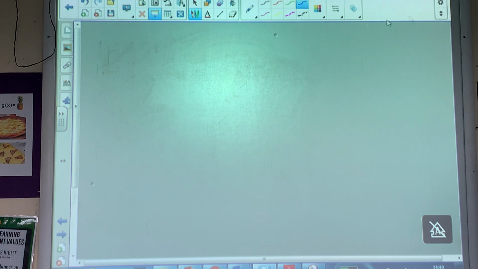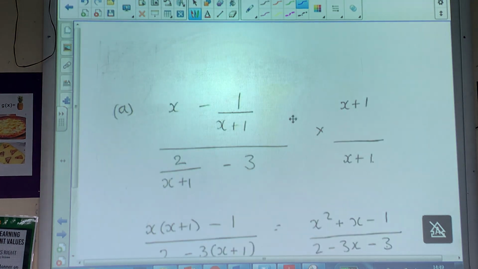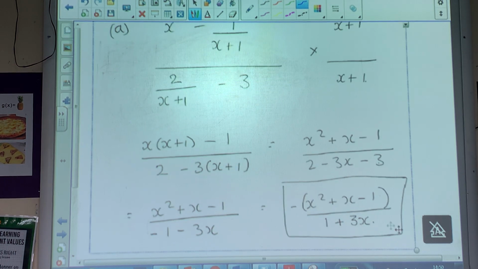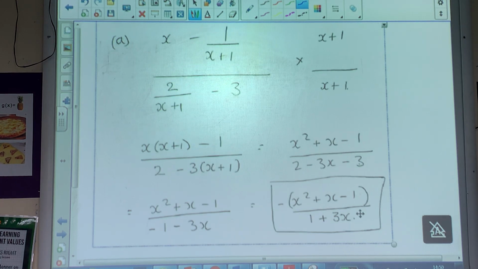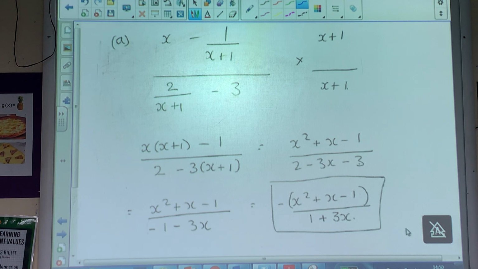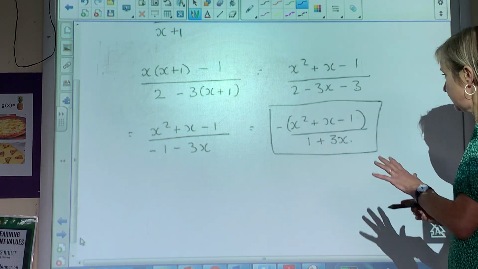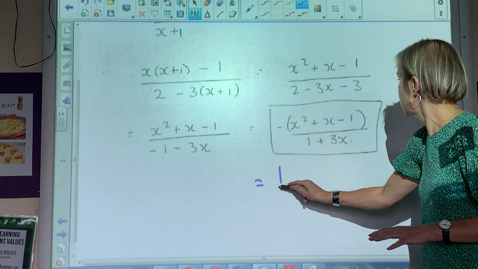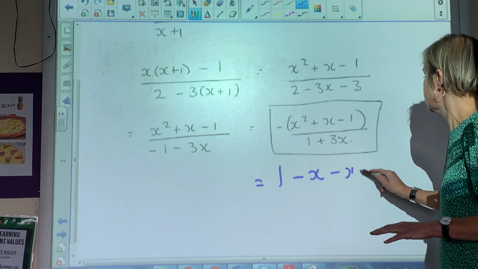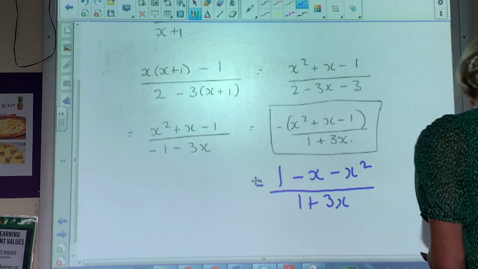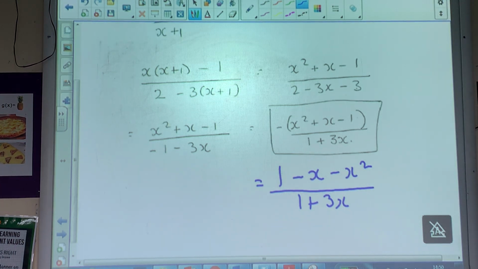Right, here's your solution to the first one. So I've taken out a factor on the denominator, -1. I don't know why I've done it like that. What I could have done at the end, maybe I would have preferred to have written it out as 1 minus x squared all over 1 plus 3x. I quite like that.